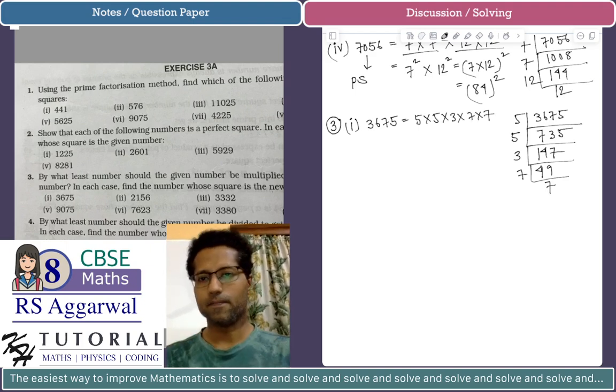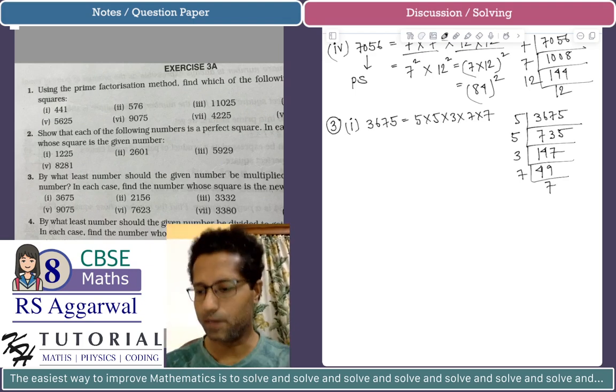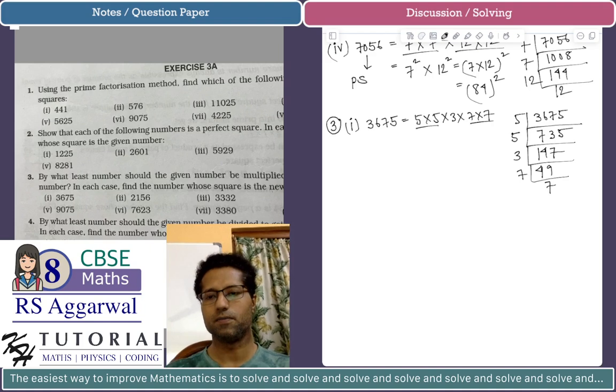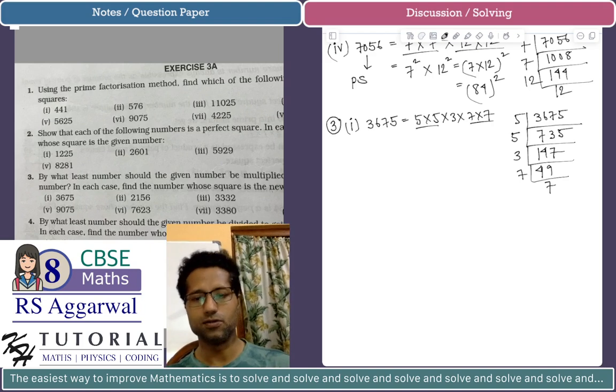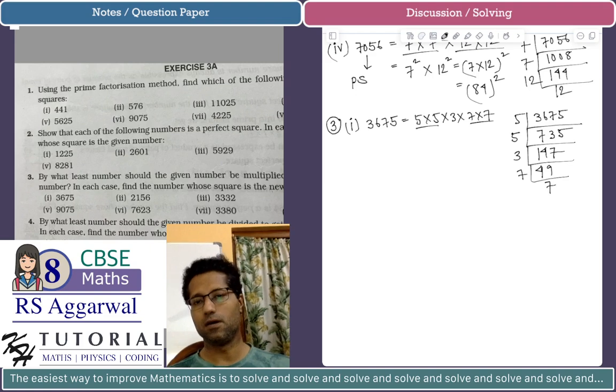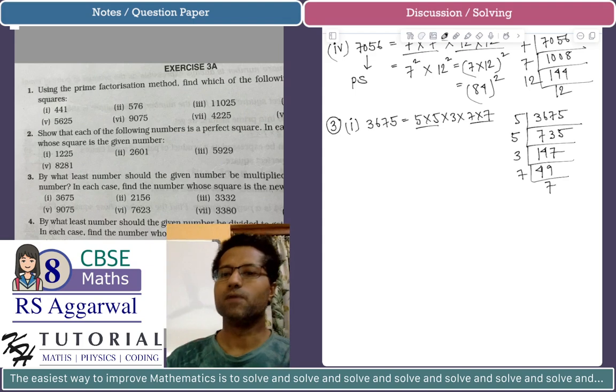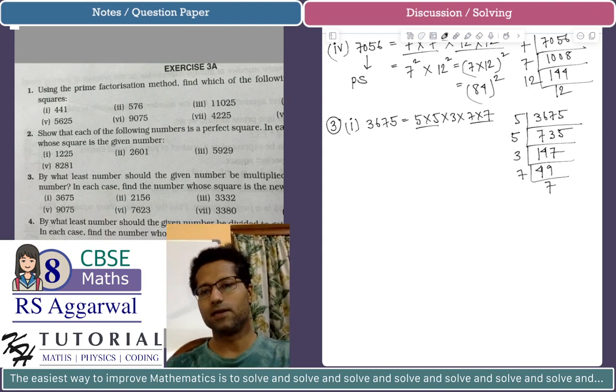Now let's create the pair of equal factors. This is one pair of equal factors and this is one pair of equal factors. So we can see that 3 is left behind. So 3675 is definitely not a perfect square. Now by what least number should we multiply 3675 to give a perfect square? Clearly, if we can somehow make the 3 a pair, if we multiply with 3, then we are completing the pair 3 into 3. This will make the number a perfect square.